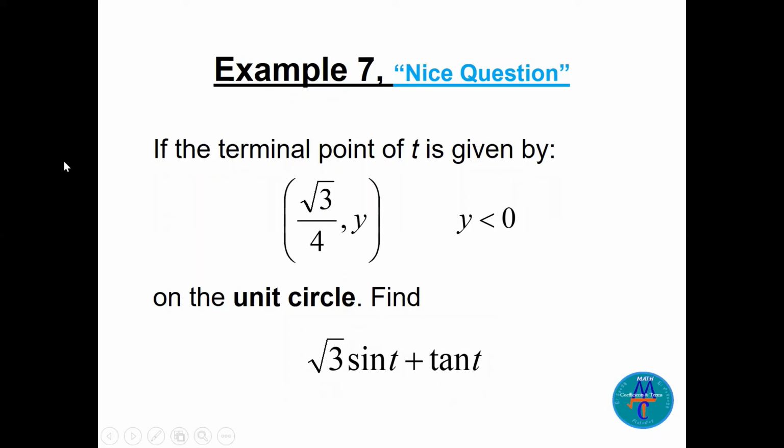Let's look at this nice question. The terminal point of t is given by square root of 3 over 4, comma y. y is negative on the unit circle. See, I mentioned at the beginning of the lecture, this point on the unit circle. So just imagine the unit circle, radius is 1, this point is there. I gave you x, y is unknown, y less than 0. Find square root of 3 sine t plus tan t. So what do you have to do here? We have to find the y.